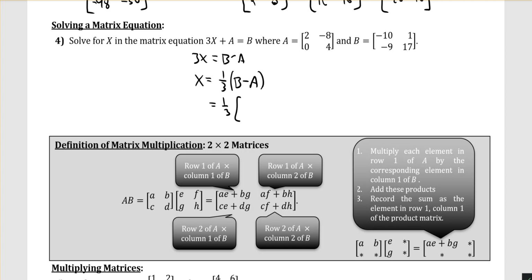negative 10 minus 2 is negative 12. Oh, and let's actually make this so it works out to be a nice number. Let's actually make that a negative 4. So let's fix that and make that a negative 4. So 1 minus a negative 8 is 9. Negative 9 minus a 0 is negative 9. And 17 minus a negative 4 is 21. And that equals negative 4, 3, negative 3, 7. And that is our answer.